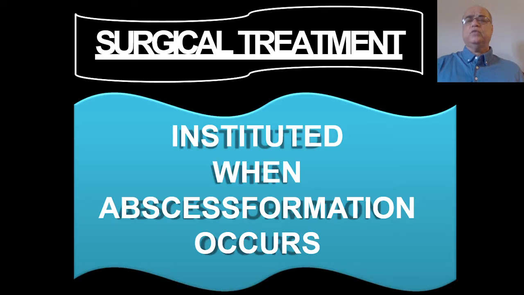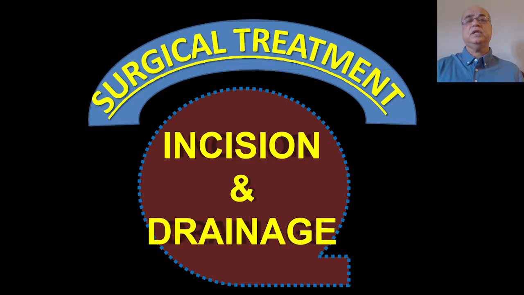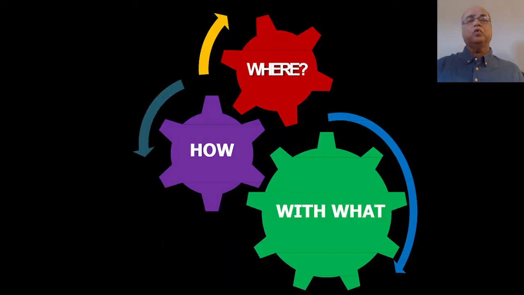But once we suspect that the disease has transformed from peritonsillitis to the peritonsillar abscess stage, the general surgical principle applies: abscess anywhere, we have to go for drainage of that pus. So incision and drainage. The same principle applies here, that is, surgical treatment is indicated when abscess formation is there. But the important question is where, how, and with what we have to do the incision and drainage.